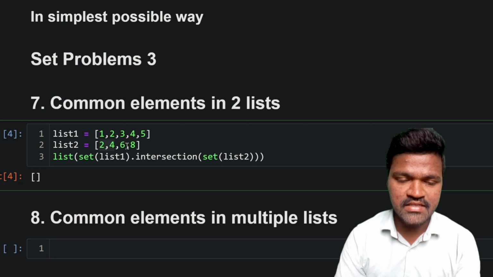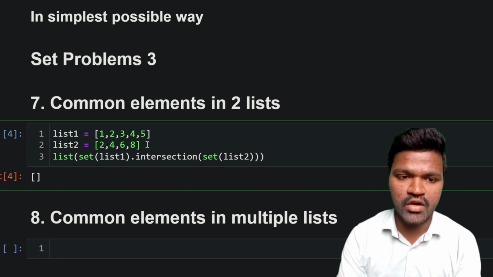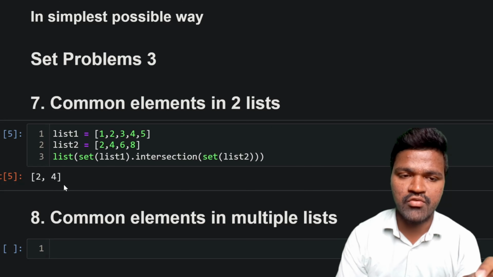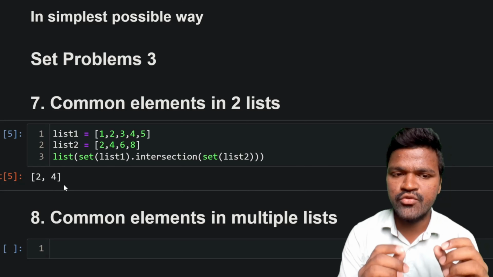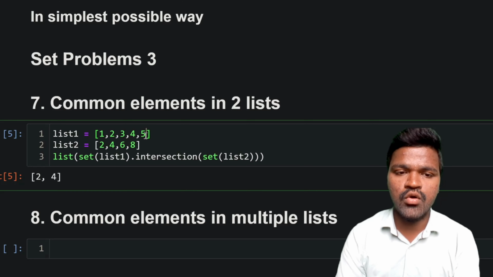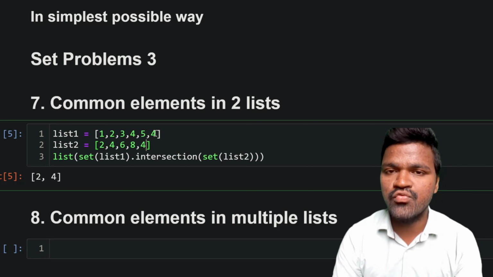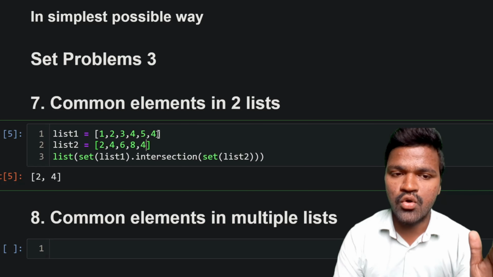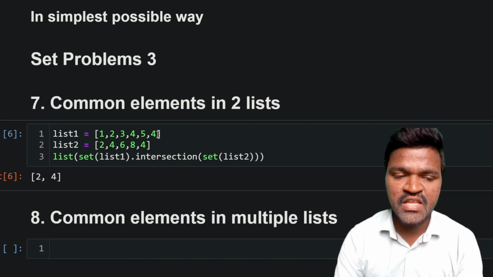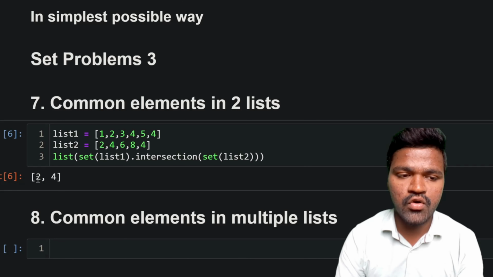Because of that reason, we are getting an empty list here. So I will be replacing 2 and 4. Now we have 2 and 4 again. If I execute this, we have 2 and 4 in both lists, and because of that reason we are getting 2 and 4, right? Now what I will do is add one more 4 here in the first list and in the second list also. So we have two fours in both lists, right? Now if I execute this, we are still getting 2 and 4 only.